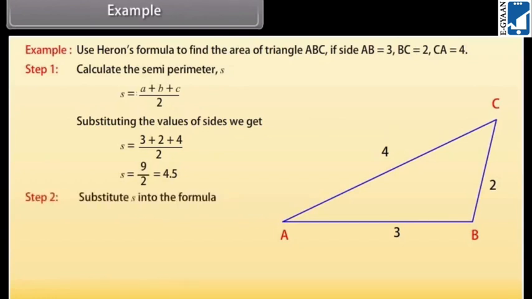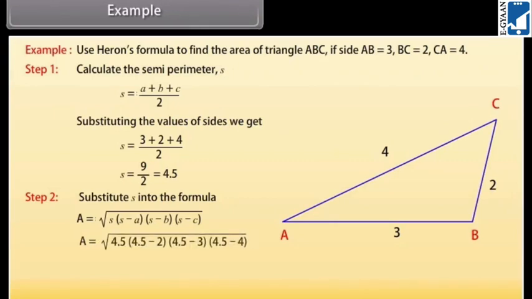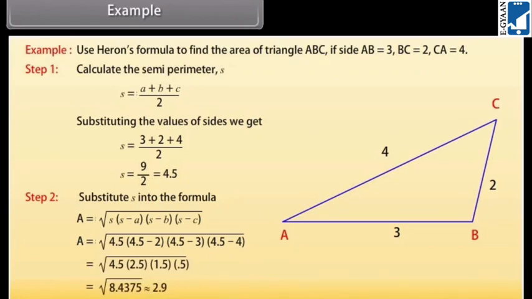Step 2. Substitute S into the formula, A is equal to square root of S into (S minus A) into (S minus B) into (S minus C). We get A is equal to square root of 4.5 into (4.5 minus 2) into (4.5 minus 3) into (4.5 minus 4). By calculating it, we get A is equal to square root of 8.4375, which is approximately equal to 2.9.